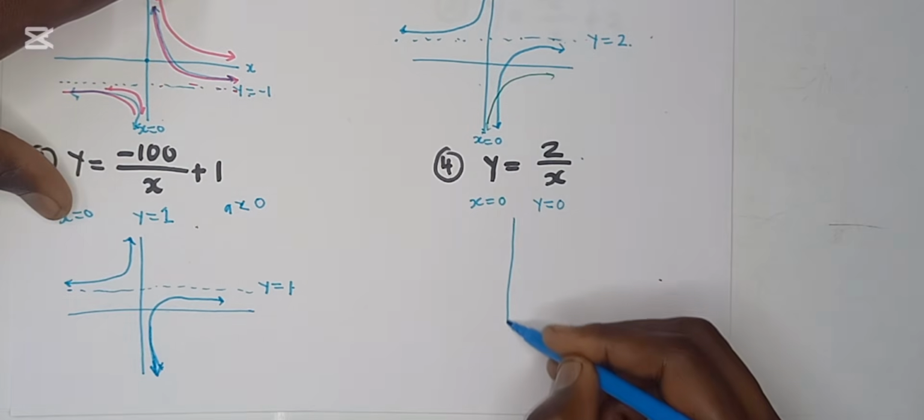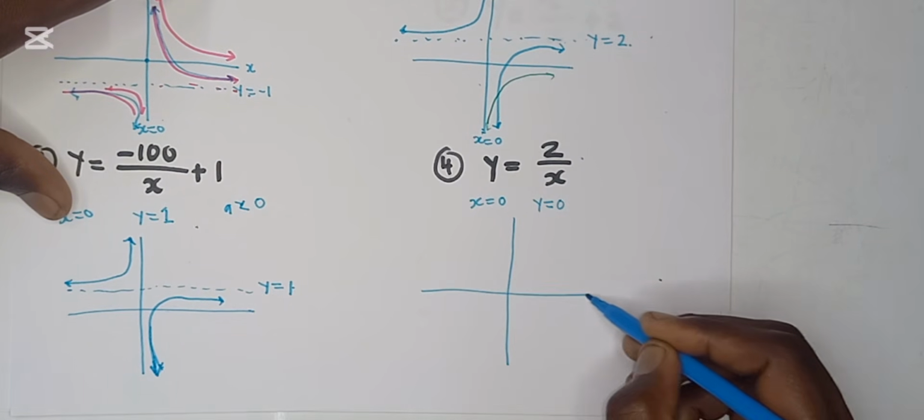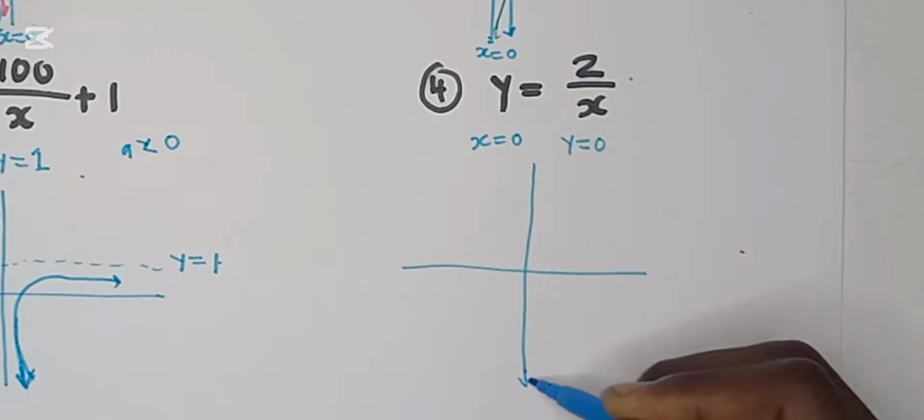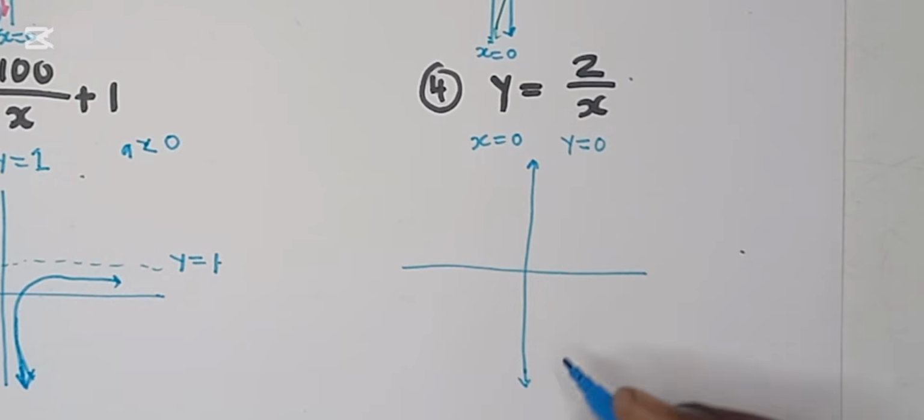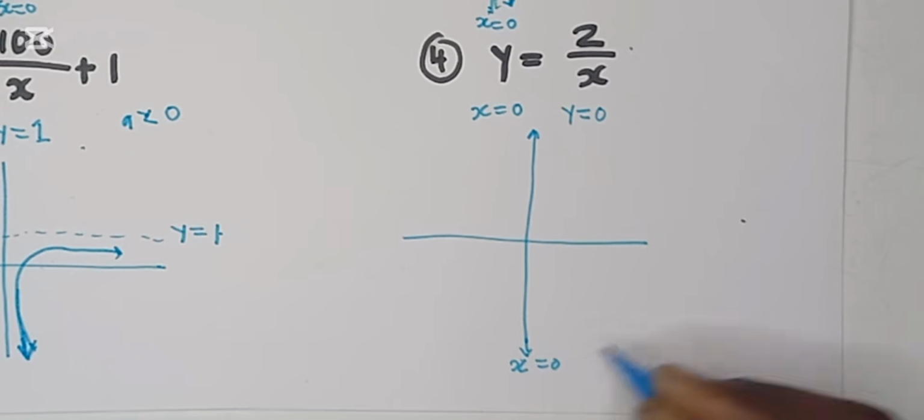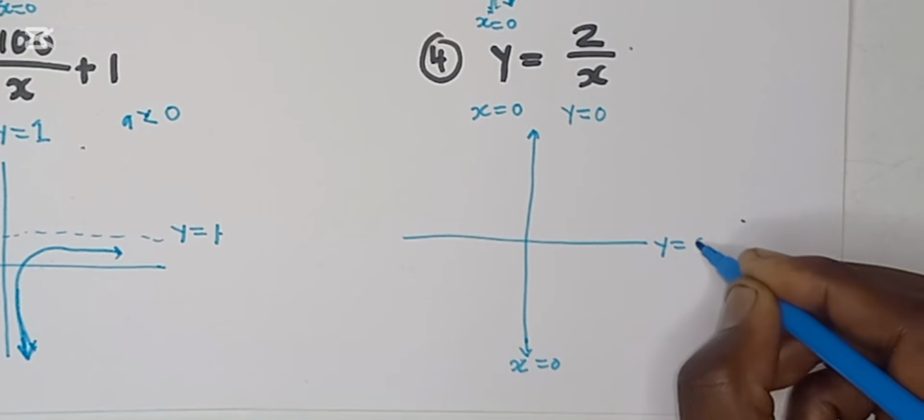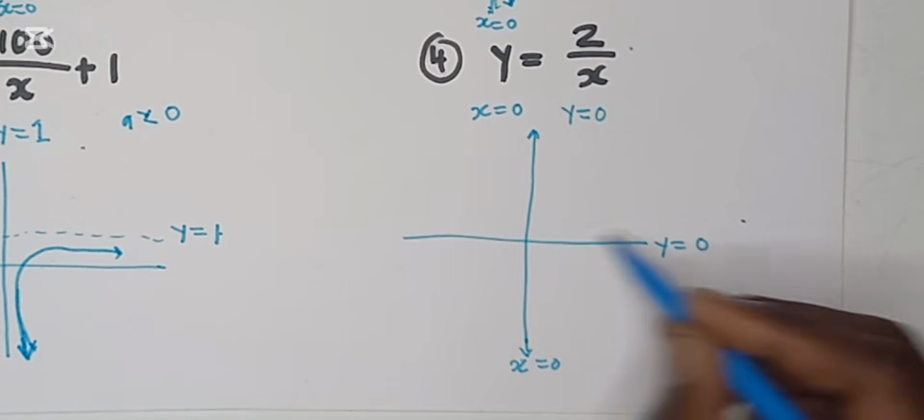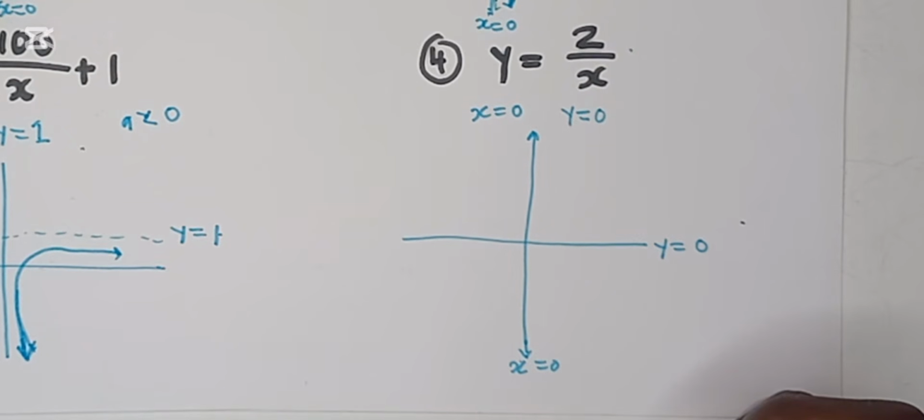So where will our asymptotes be here? You might be wondering, where will our asymptotes be? The asymptotes are going to be on the origin. x is going to be equal to what? To 0. And then y is going to be equal to what? To 0. So our asymptotes here are on the origin.